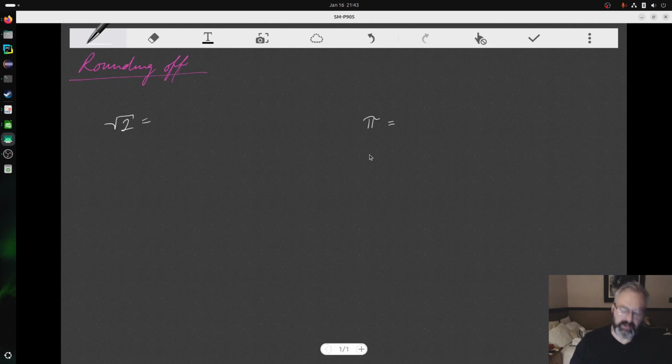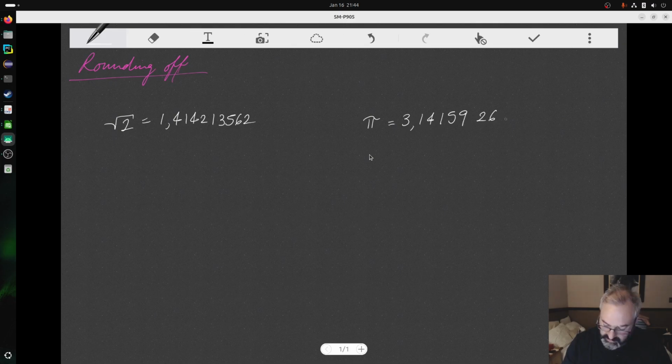For now I'll take my calculator and punch into it the square root of 2, and that gives me a very large decimal number, which is 1,414213562. And if I do the same and ask it to give me the value of pi, it's going to give me 3,141592654. Now let's have a look at rounding off the decimal portion of these numbers.